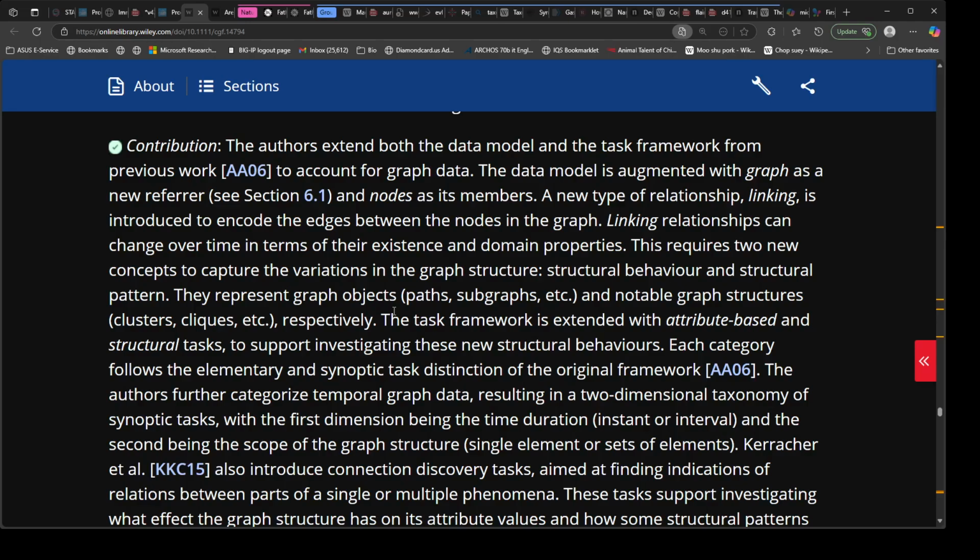These tasks support investigating what effect the graph structure has on its attribute values and how some structural patterns affect others at different points in time. Both the methodology and the coverage of the proposed task taxonomy were evaluated by means of comparing them with similar existing work, such as the taxonomies by Bach et al. [BPF 14] and Ohm et al. [APS 14].